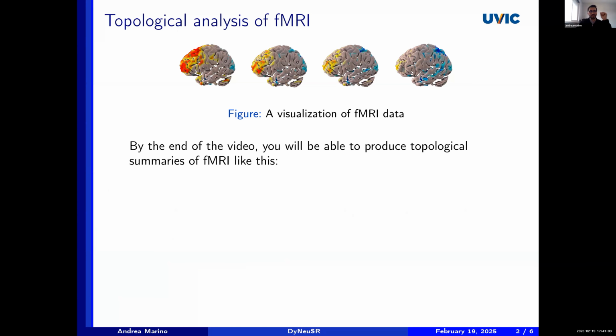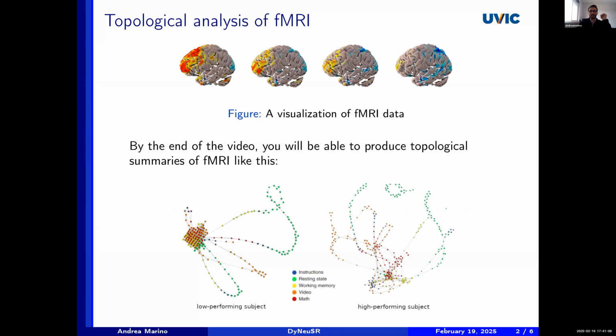So what I hope you will be able to do by the end of the video is topological summaries like this. You can see that each of these graphs represents a subject, and for example, in this analysis, they were testing for the performance with respect to some tasks, like a mathematical task, for example. And as you can see, this topological summary is able to capture a very important aspect. The right-hand side exhibits some modularity with respect to the task.